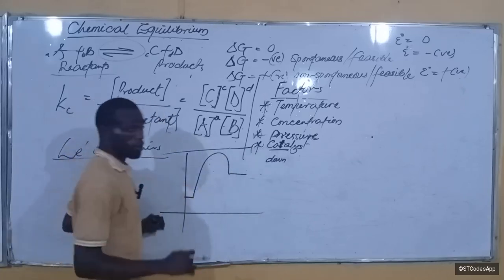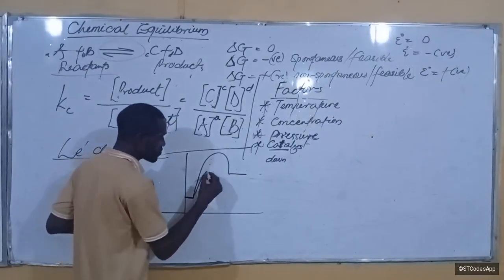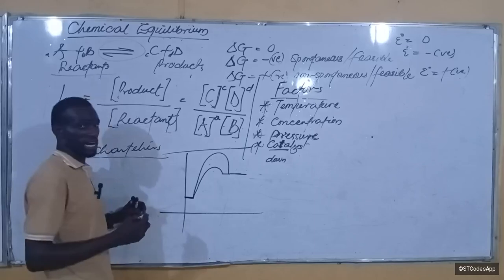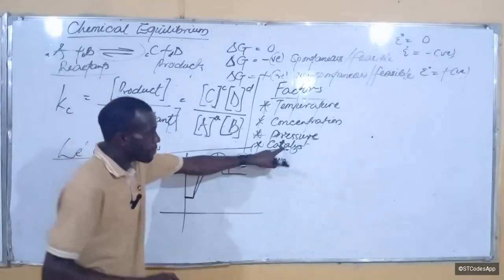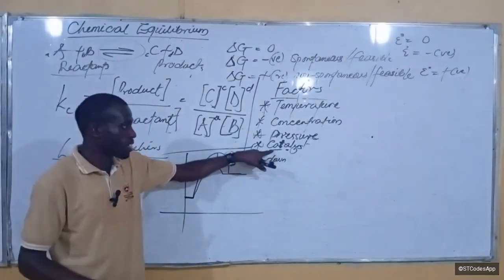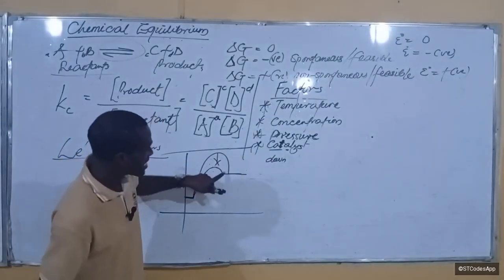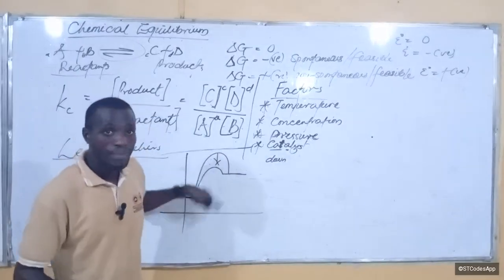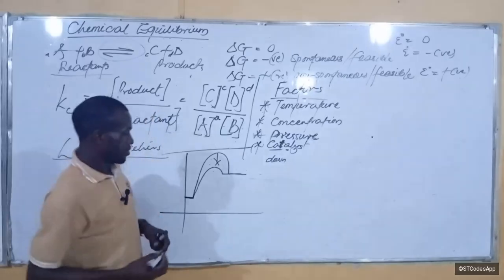If the reaction were catalyzed, it will start from here, but this time it will go via a lower energy profile. So think of it: catalyst brings down. Kata means down, as in catabolic and all those words. So it brings down the energy profile. The amount of energy required will not be much again. Do you understand now? Good.